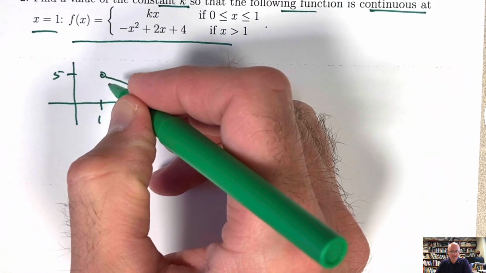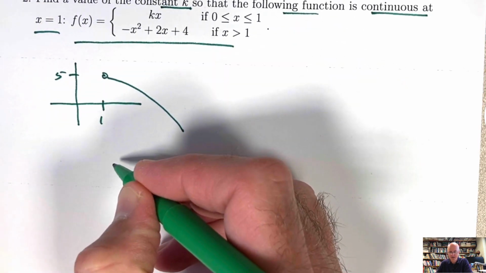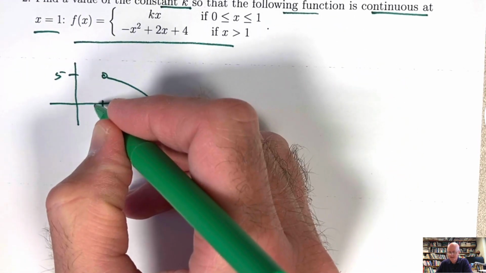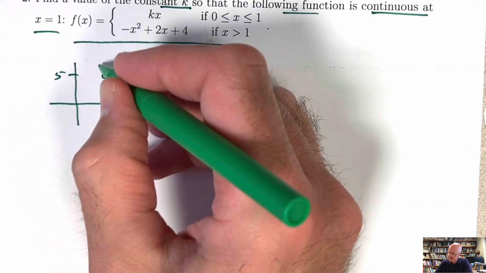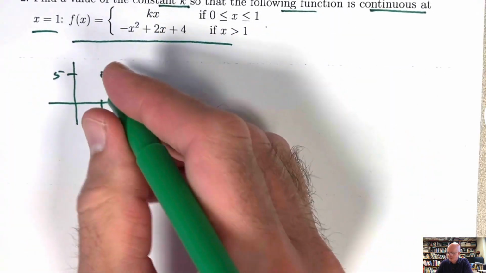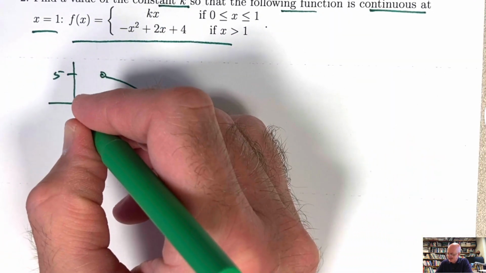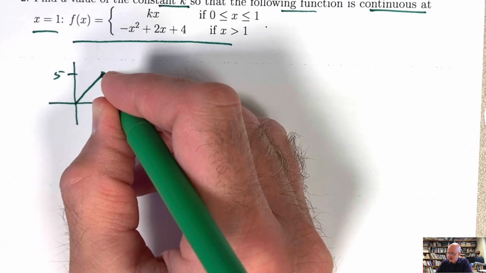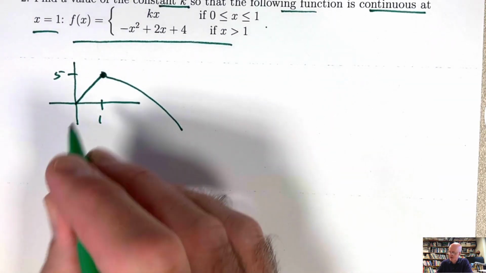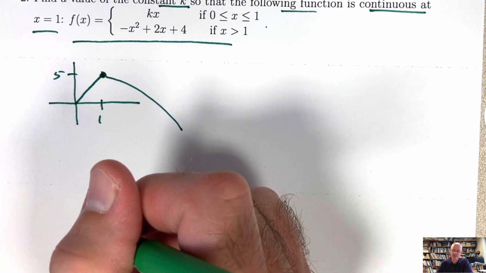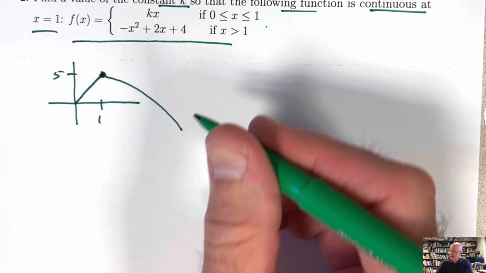It's k times x. If k is negative, that's a graph that goes down like that. If k is 0, it goes across like that. If k is positive, it goes up like this. Intuitively, we want to make sure that these graphs match up. All right, this is not too hard. To make those match up, I need to make the slope of that line be 5. K must be 5. That is the answer.